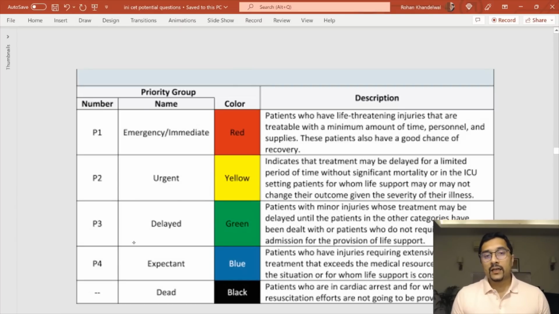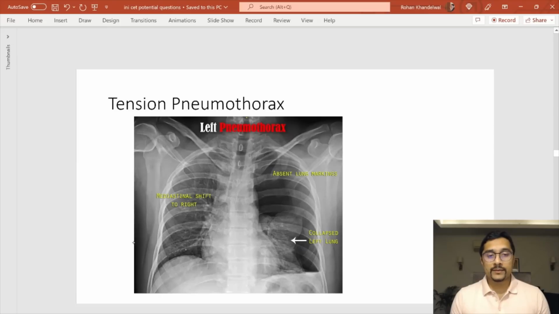Green is delayed. Blue is a new category which is expectant treatment. These are the moribund patients who are about to die. Black are the dead bodies.